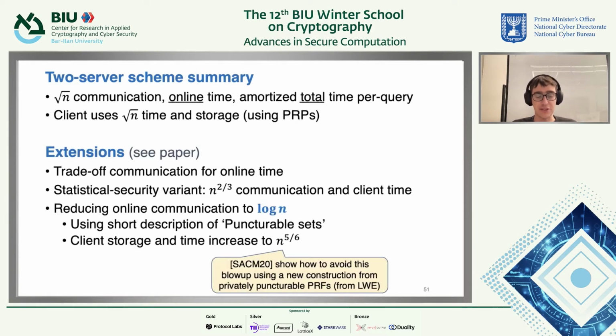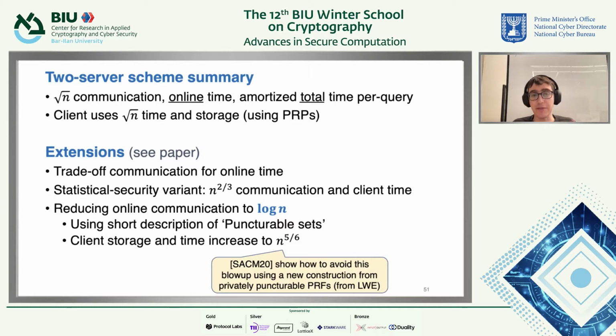There are several extensions that can be used to either improve the scheme or achieve different trade-offs. So first of all, we chose the size of each set such that there are square root n sets, and each set is of size square root of n. This balances communication and online time, and indeed we got both of them to be square root of n. But if we care more for communication or more for time, we can play with the set size and achieve different trade-offs.